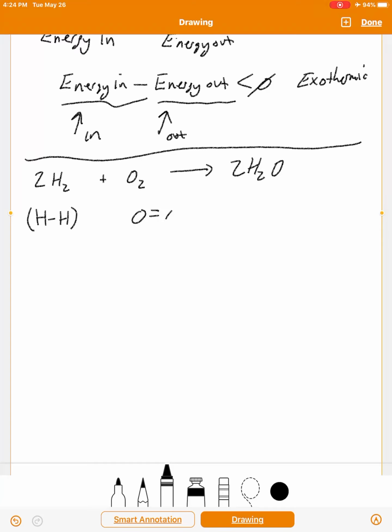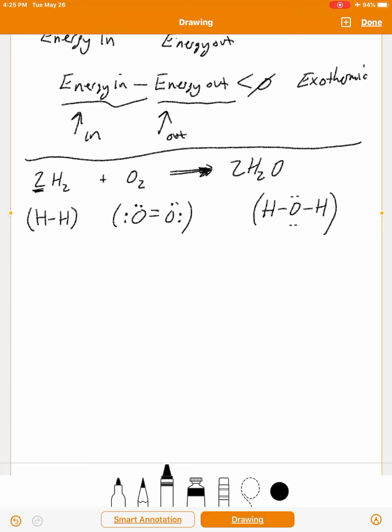Now for oxygen, the best Lewis structure is a double bond. Not a single bond, but a double bond. And then the Lewis structure for water is pretty straightforward, octet, right? Now I'm going to indicate how many of those molecules are in the balanced equation, because remember, we're measuring the delta H for the equation.